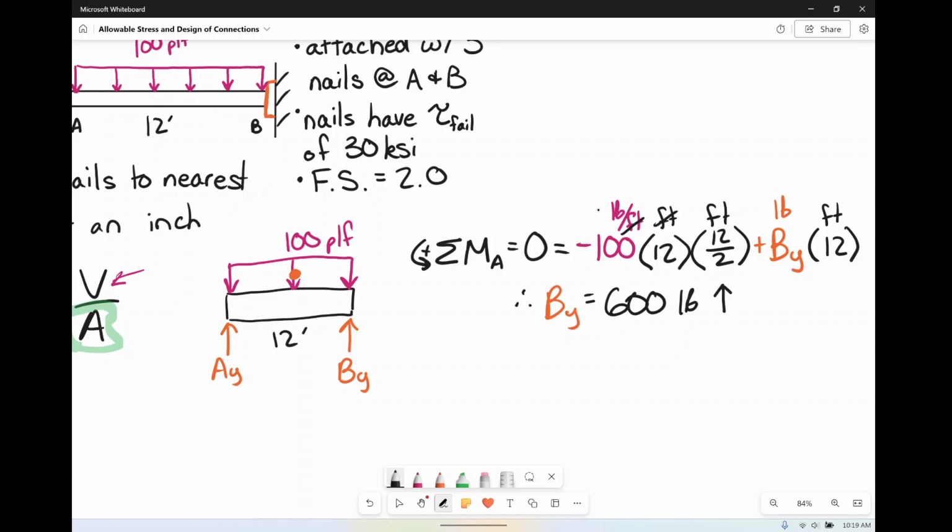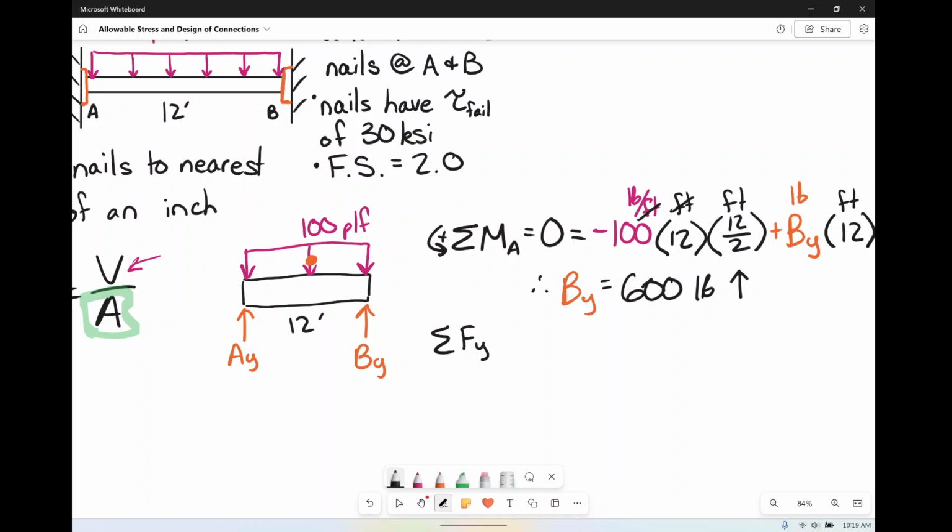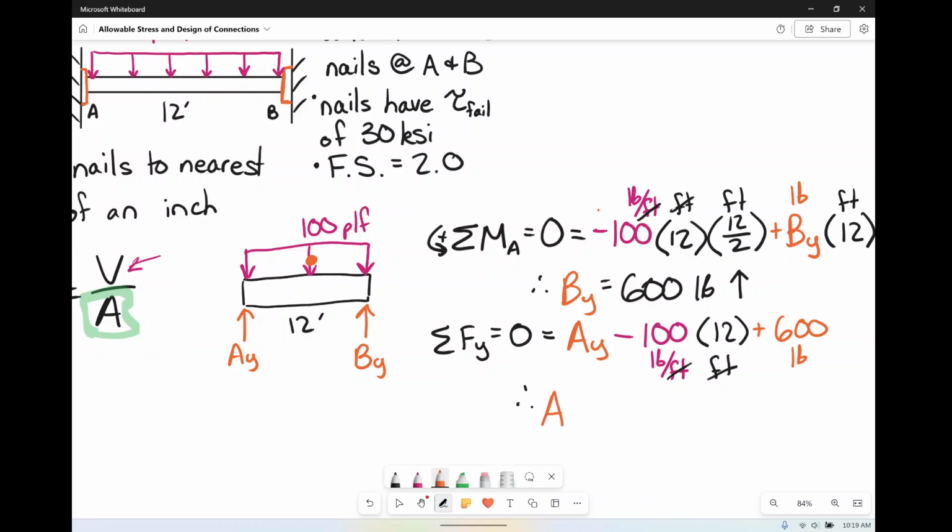So it is up. And now if you sum the forces in the y direction and set it equal to 0, we have AY who goes up. We have the 100 pounds per foot that goes down, but that's in pounds per foot. We do need to multiply by the total feet that it's across, which is 12. So 12 feet, and you notice, yep, feet cancel, I'm left with pounds. And then BY also goes up, so that's plus 600, and again, that's in pounds. So therefore, we're going to get AY, and AY is also, wow, who would have guessed it, 600 pounds. Yep, and it's also going up.